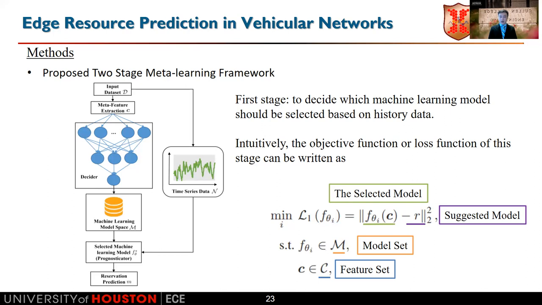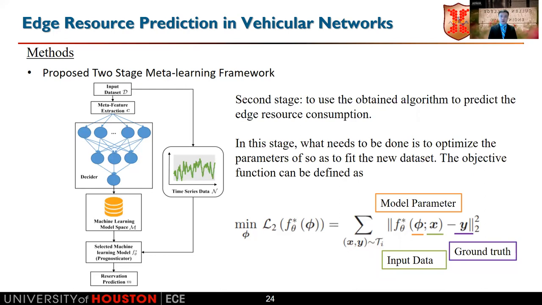So here, F is the selected model, and R is the suggested model. This stage is to utilize the history data to select the proper model for the current edge computing prediction. And the second stage is to use the selected model to perform prediction tasks. So here, the objective function is shown like this.